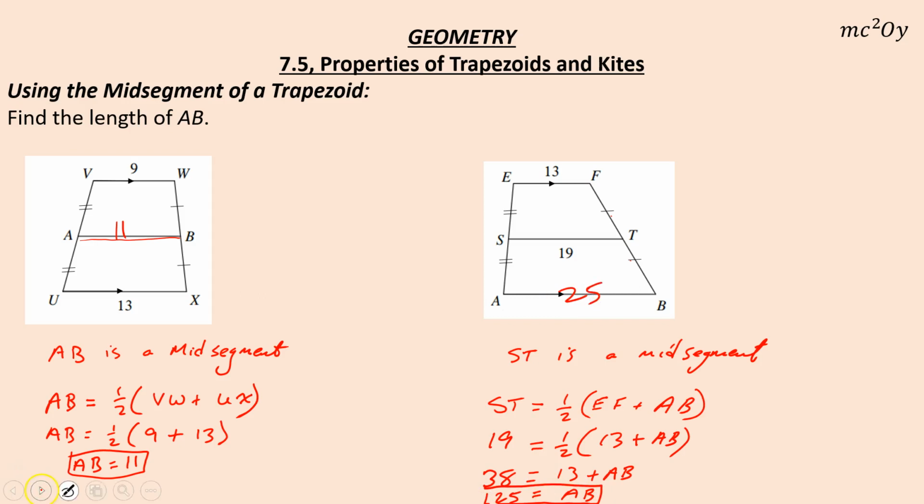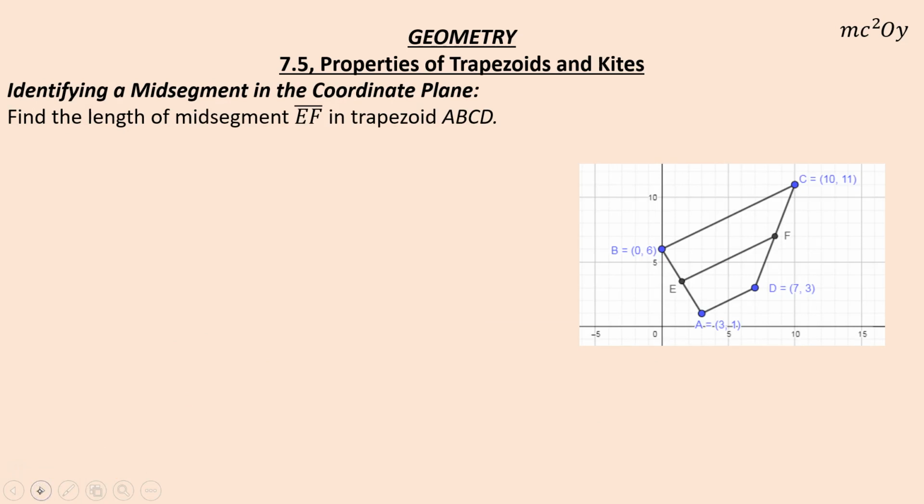All right. Let's take another piece here: identifying the midsegment in a coordinate plane. Hopefully you're getting really good at dealing with these now. If I'm trying to find the length of the midsegment EF in the trapezoid, I can do it a couple ways. First, I can find the coordinates of EF by using the midpoint theorem of CD and AB, and then find the length of EF using coordinates.